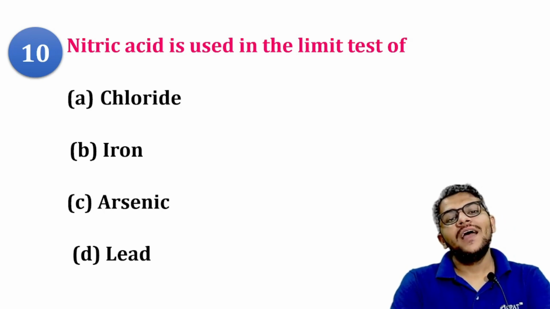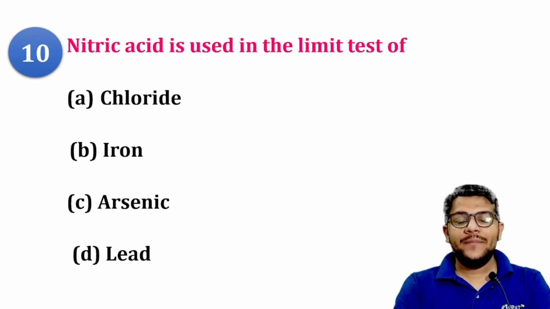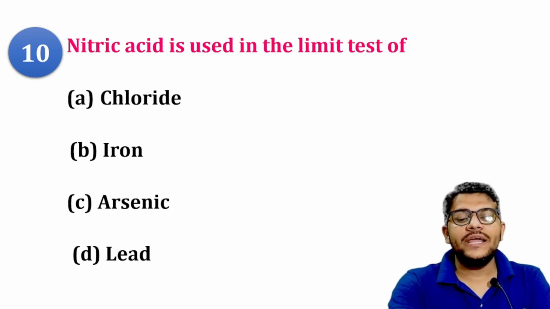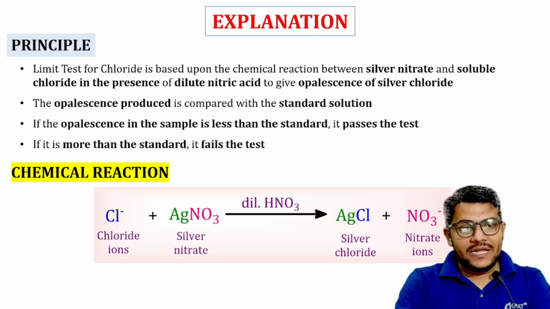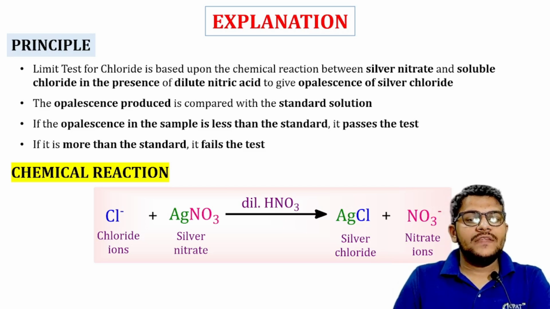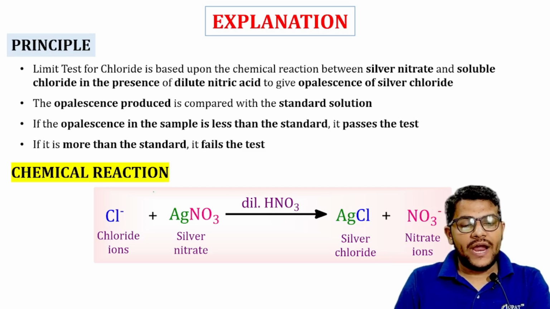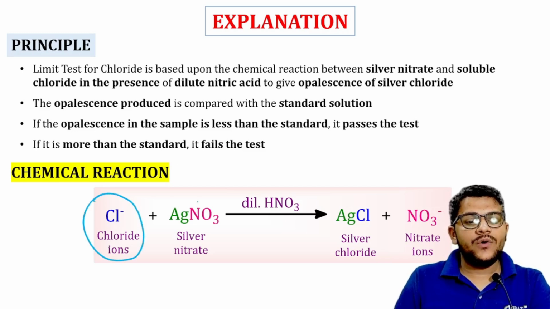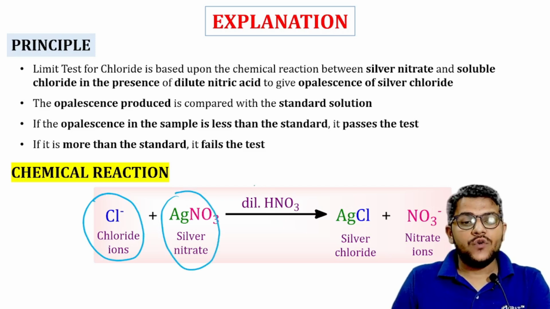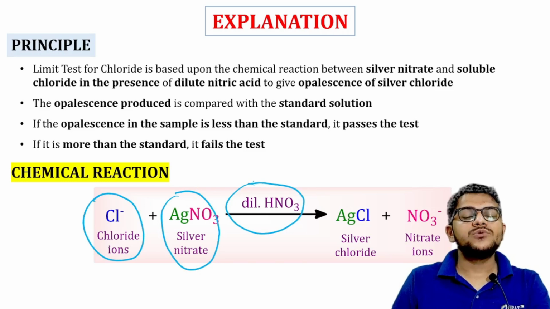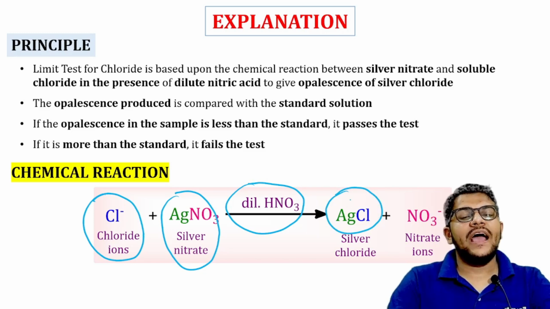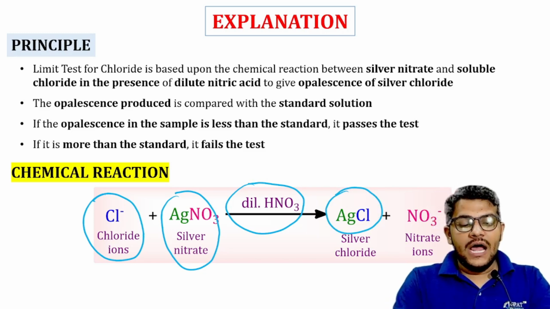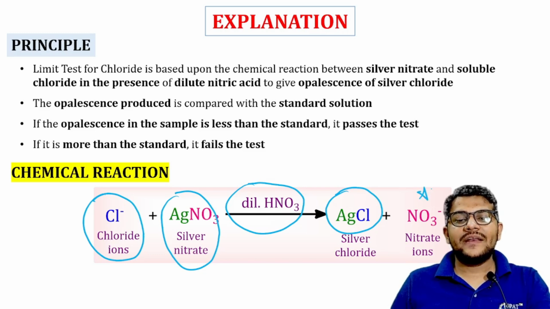Next you have nitric acid, which is used in the limit test. So nitric acid is only and only used in the limit test of chloride. This is the typical diagrammatic representation of the reaction going on in the limit test of chloride. Here the chloride undergoes a reaction with silver nitrate, and dilute HNO3 is used. Sometimes they can use the other acid also, and there is formation of AgCl, that is silver chloride precipitate, and release of the nitrate ion.